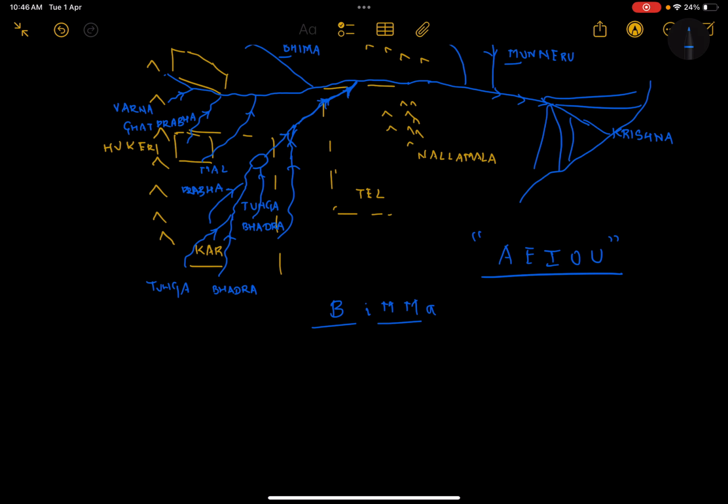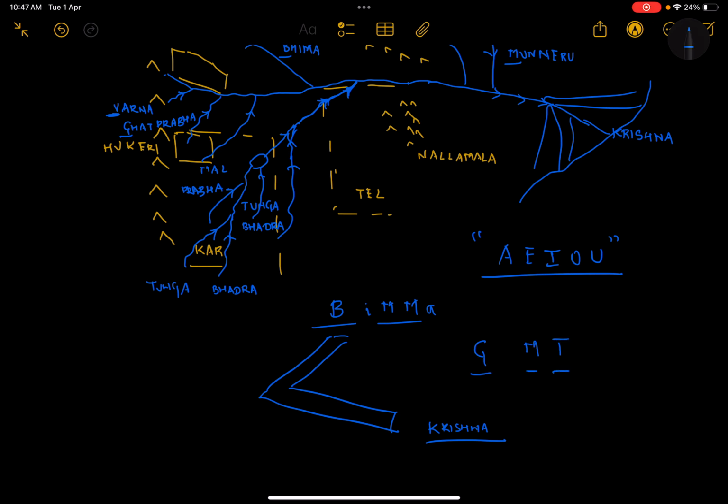What is Bhima going to do? Well, Bhima is going to cross a bridge. And what is the shape of the bridge? Well, the bridge is V-shaped. There you go. And what's he going to do? Well, let's say we have Krishna here, since we are talking about the Krishna River.